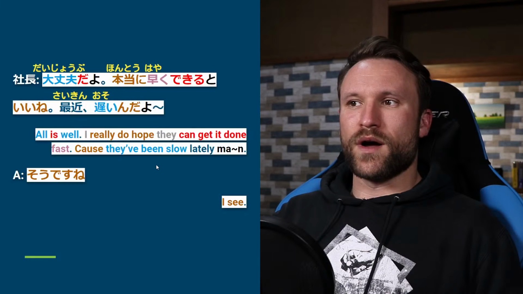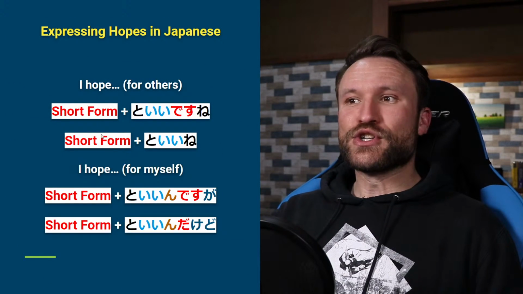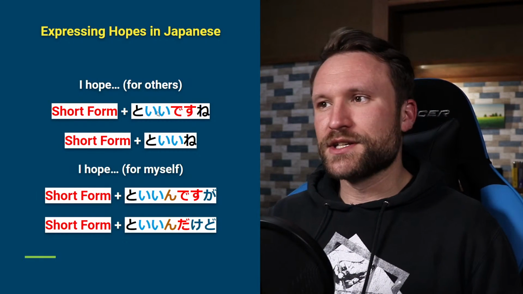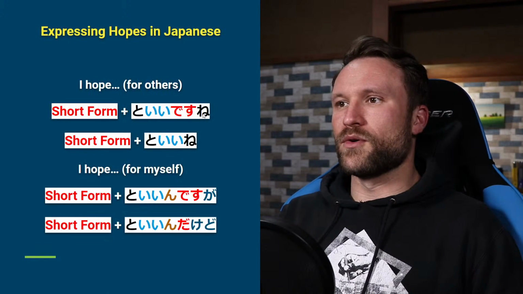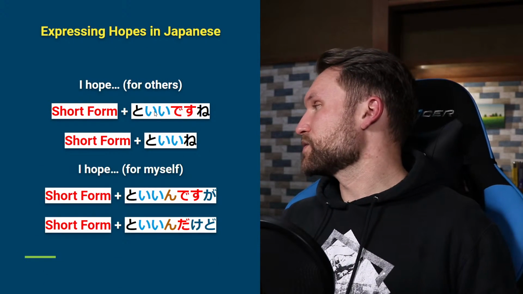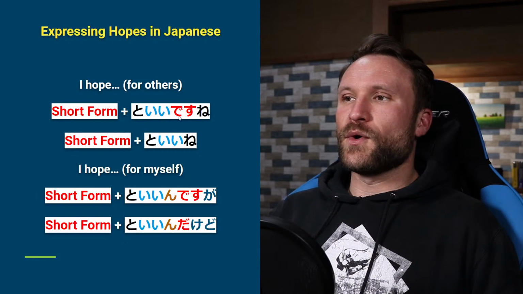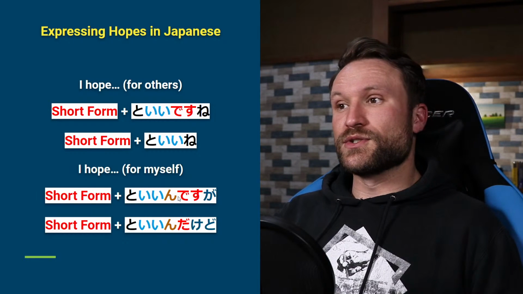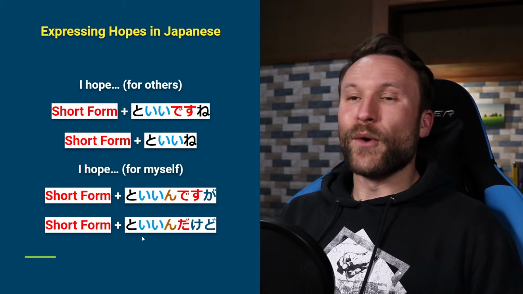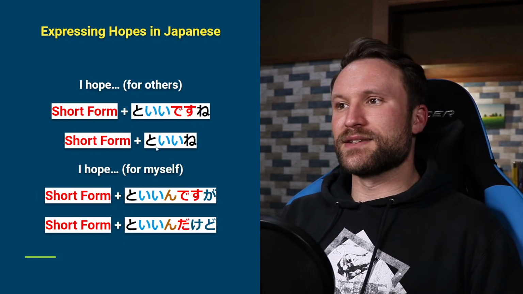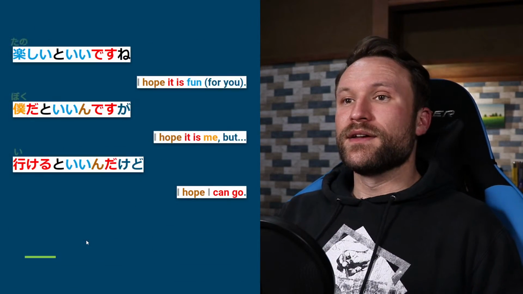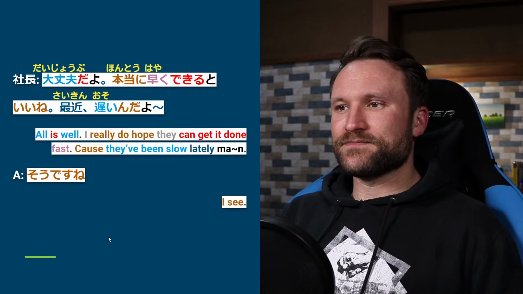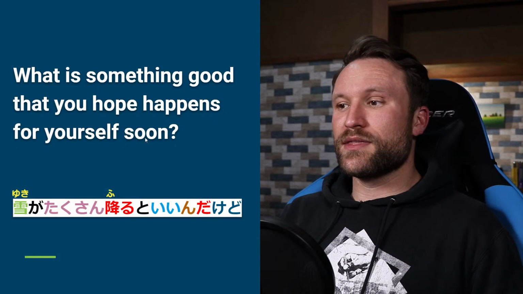So this section was expressing hopes, which was short form of whatever it is, whether it's a verb or an adjective, plus to ii desu ne. 休ませるは終わった。もう結構前かな。その練習の部分ね。といいですね or といいね. And then I hope for myself, you use といいんですが or といいんだけど, which is a little less polite. These two, the second ones are a little less polite for each one. So that's what we're going to be using in the practice. Down here, we're going to review the same one that we had last time.